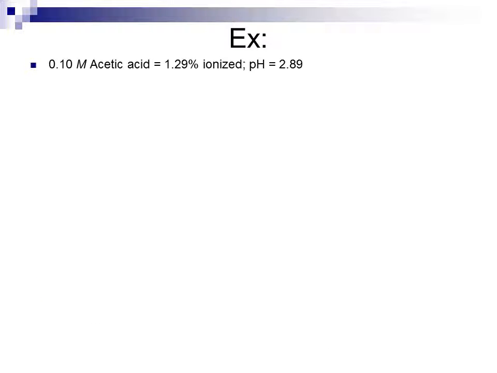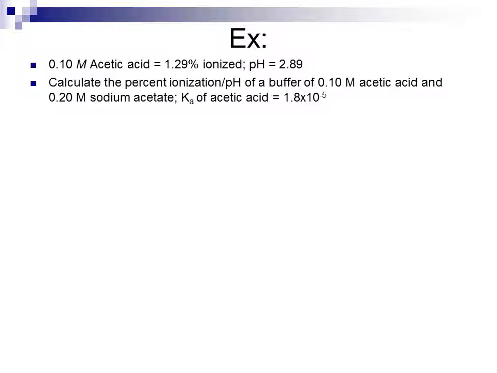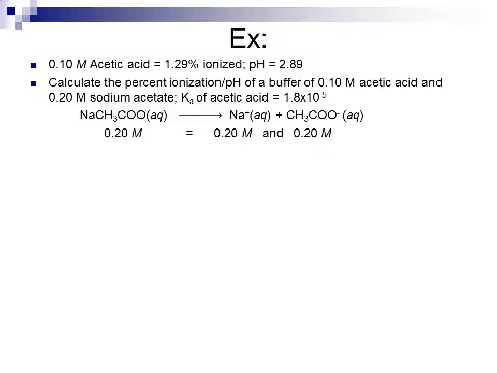As an example, a 0.1 molar acetic acid solution would be generally 1.29% ionized with a pH of 2.89. I can calculate the percent ionization and pH of a buffer solution of 0.1 molar acetic acid and 0.2 molar sodium acetate. The Ka of acetic acid is 1.8 times 10 to the negative 5. The first process is the dissociation of sodium acetate to form sodium and acetate. Because this is about a 100% process, our 0.2 molar sodium acetate will produce 0.2 molar acetate ion.